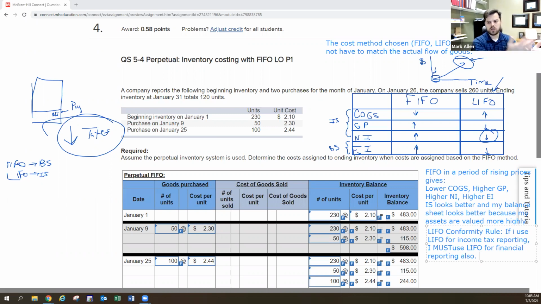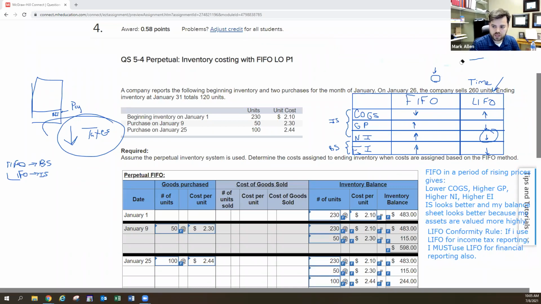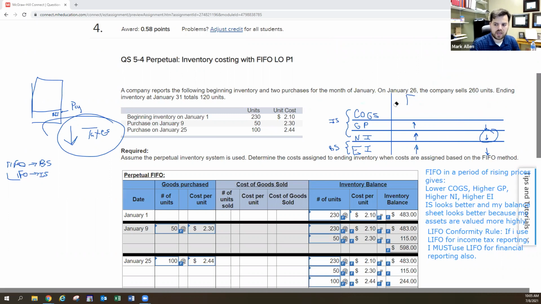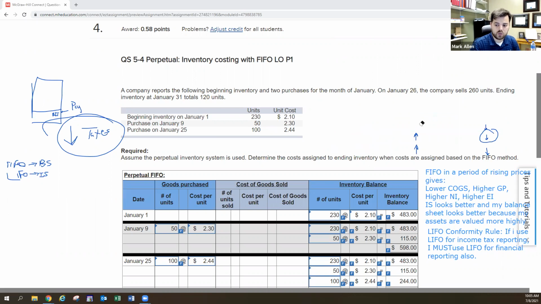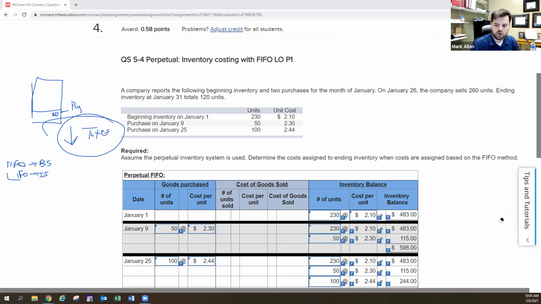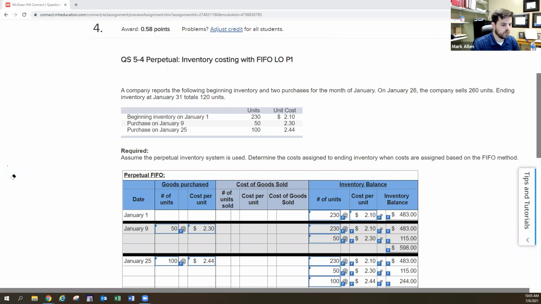It's not how this works. You have to pick, right? You have to pick. Now, you can change between FIFO and LIFO over time. That is allowed, but essentially it's kind of difficult, right? You've got to have a pretty good reason for why you're making the switch. And if you keep changing your method very often, it starts to look pretty questionable.